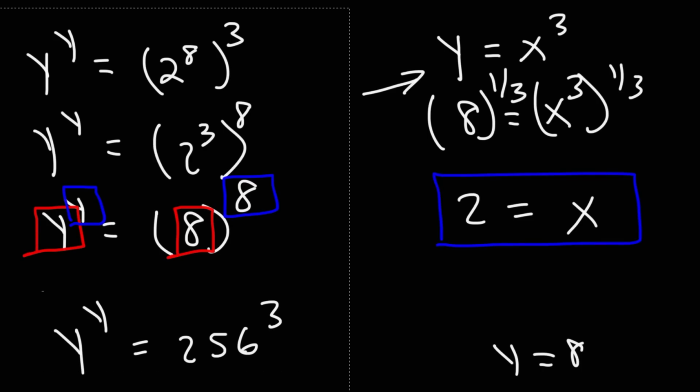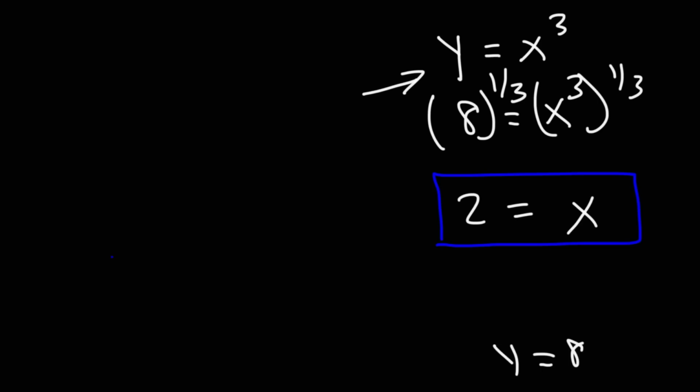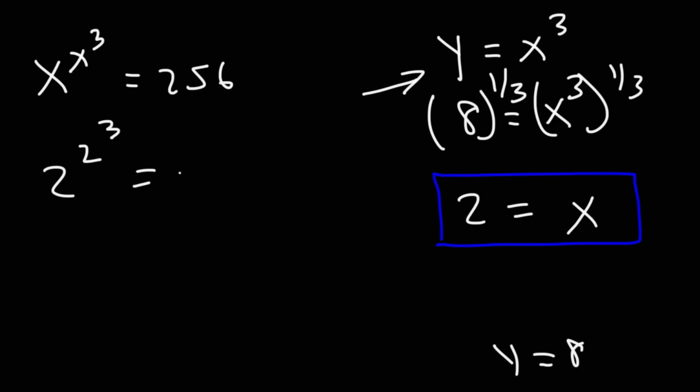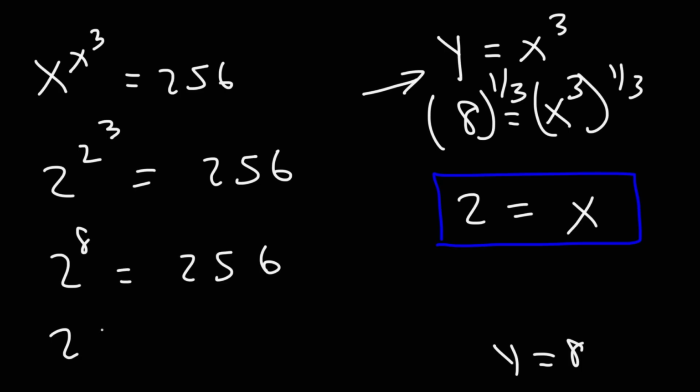And we could check it. So we can go back to our original problem, which was x raised to the x raised to the third power is 256. So x is 2. We get this. 2 to the third power, we know that's 8. And 2 to the 8 is 256. So we can see that x is equal to 2. So that's how you could solve a problem that looks like this.